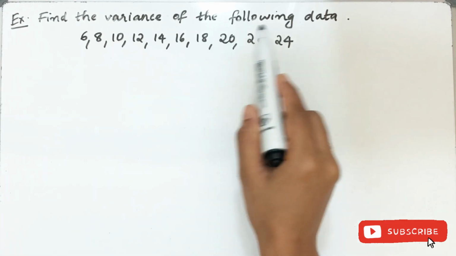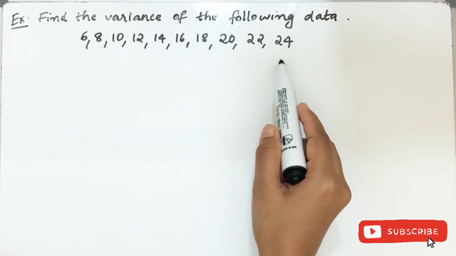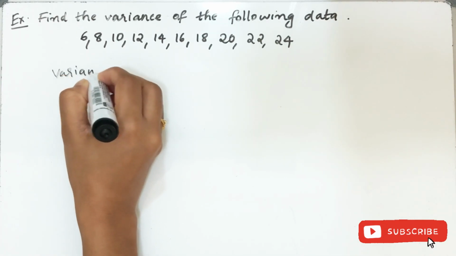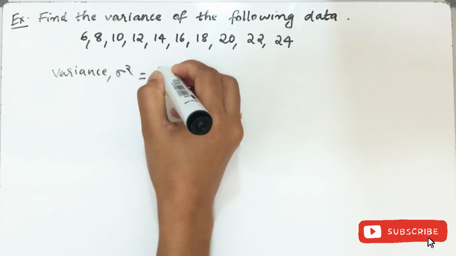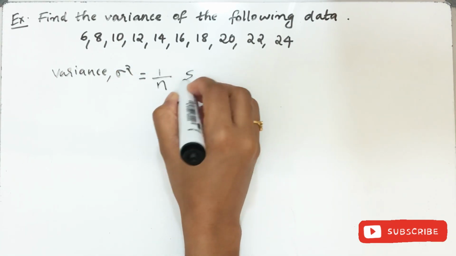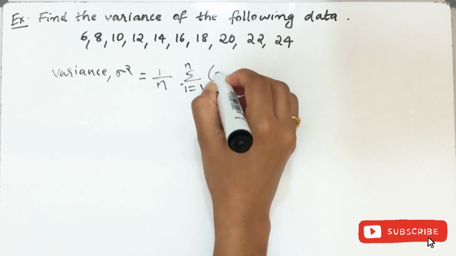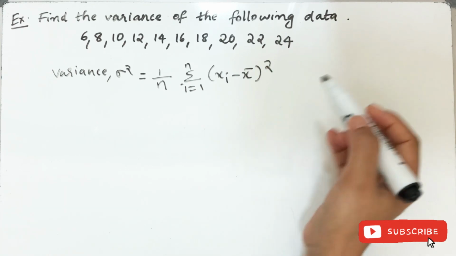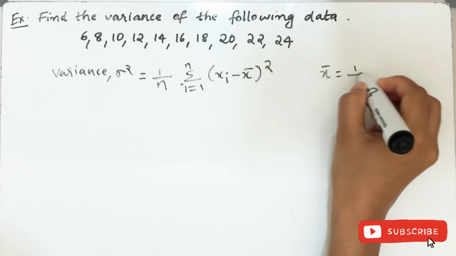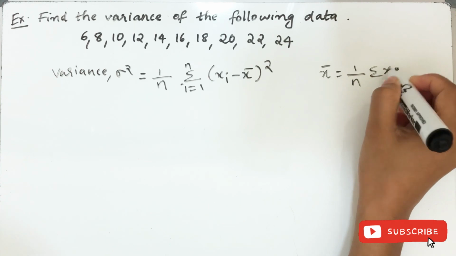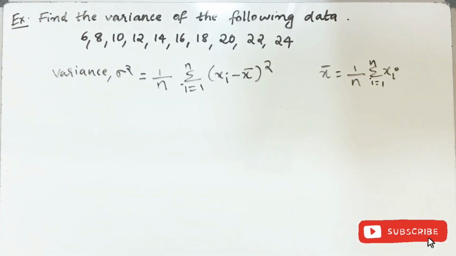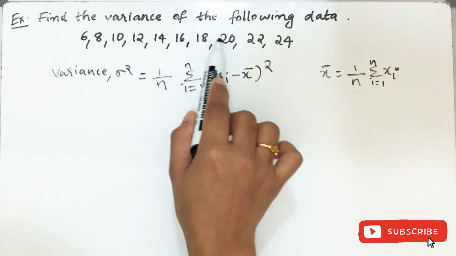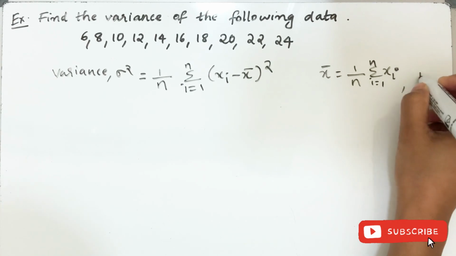Example: find the variance of the following data. The data is given here. What is the formula for variance? Variance, or sigma square, is equal to 1 by n into sigma i from 1 to n, xi minus x bar the whole square. This is ungrouped data. We know x bar is equal to 1 by n into sigma xi. What is n here? How many data? 1, 2, 3, 4, 5, 6, 7, 8, 9, 10. n is equal to 10.